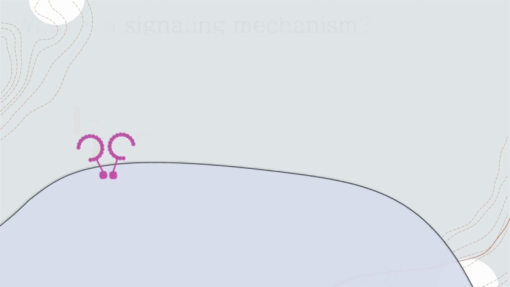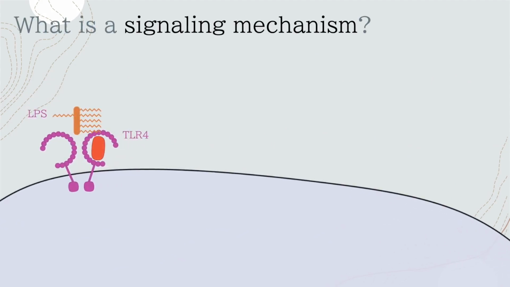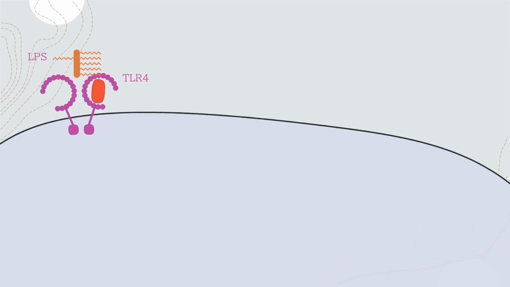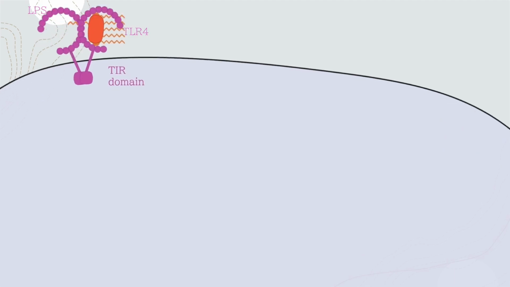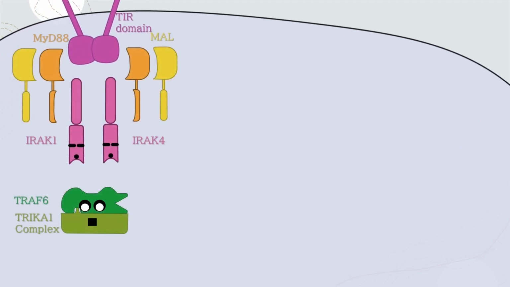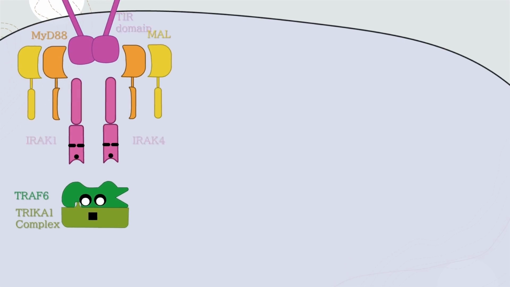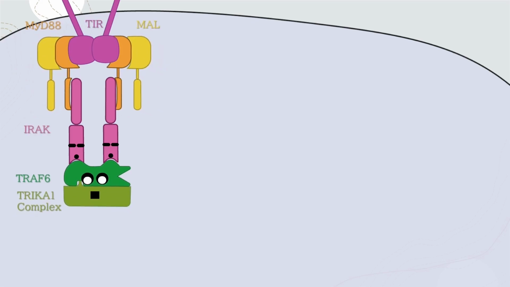Let's look at how immune cells release cytokines. When it recognizes LPS, TLR4 forms a dimer. MyD88 and MAL are adapter proteins. They combine with the TIR domain of the TLR and form the RR complex. The RR complex recruits the TRAF6 and TAK1 complex.